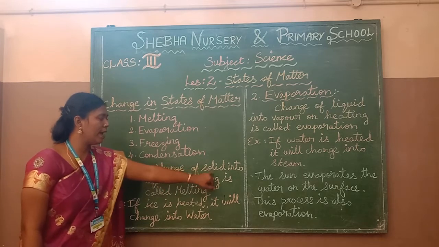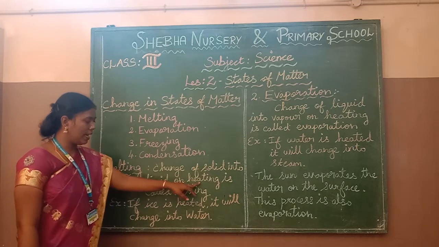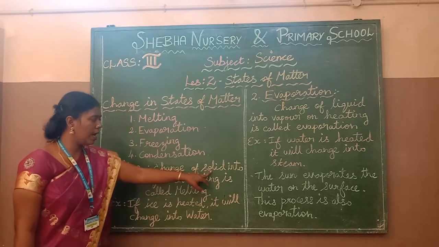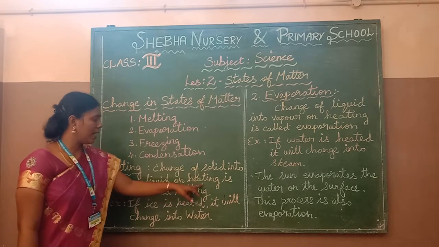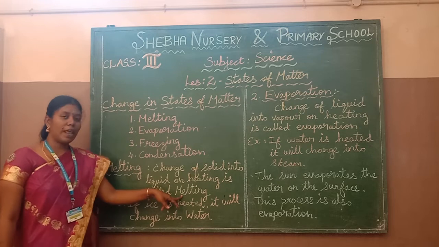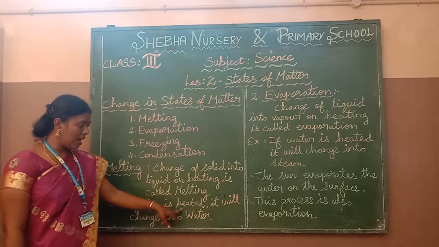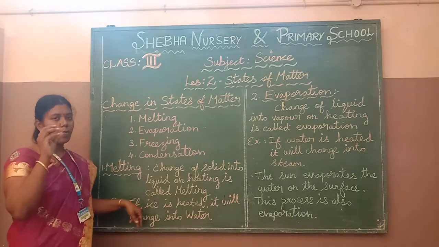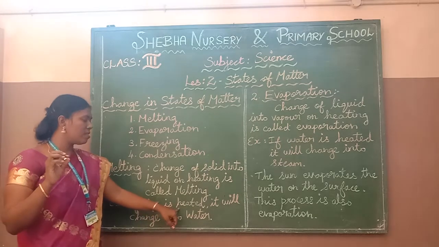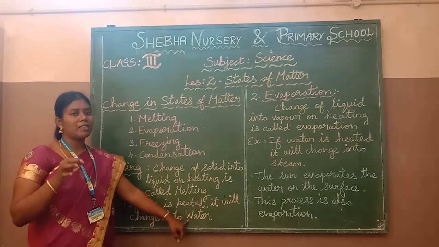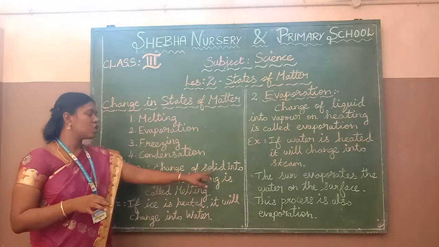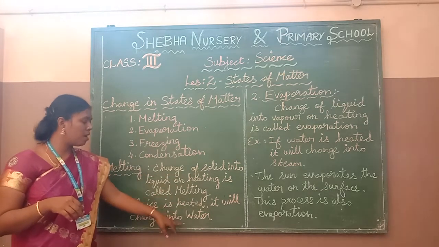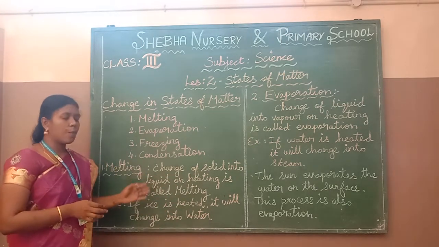Change of solid into liquid on heating is called melting. For example, if ice is heated, it will change into water. Ice is a solid, an ice cube is a solid thing. When it is heated, it will change into water. Water is a liquid item. So this is the melting process: solid into liquid.